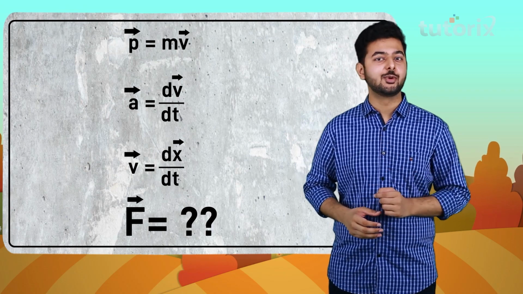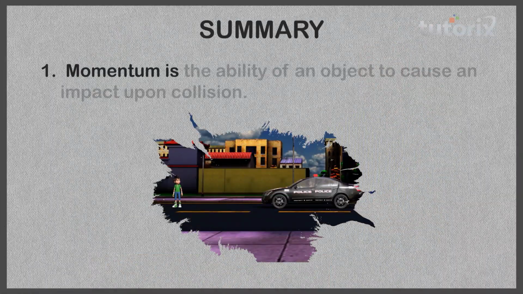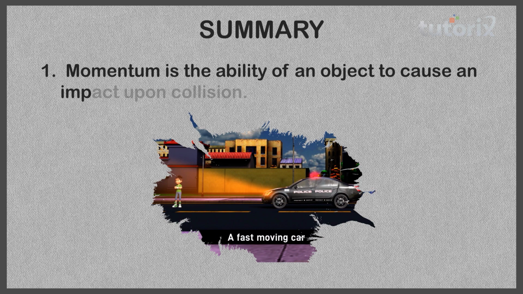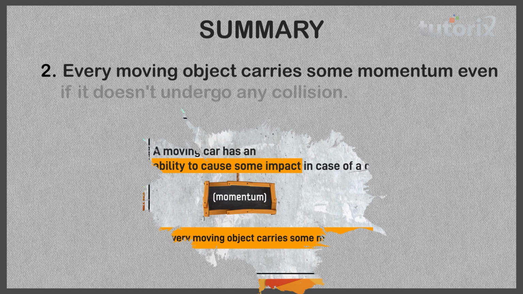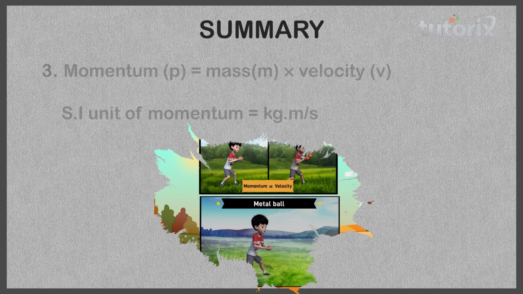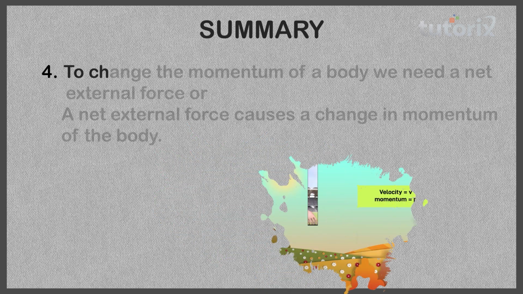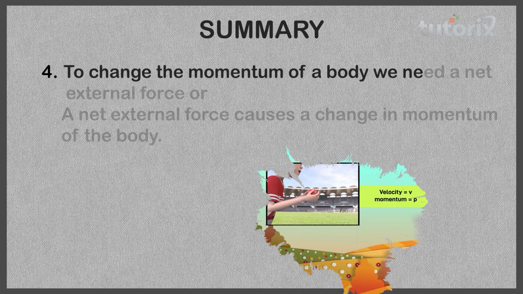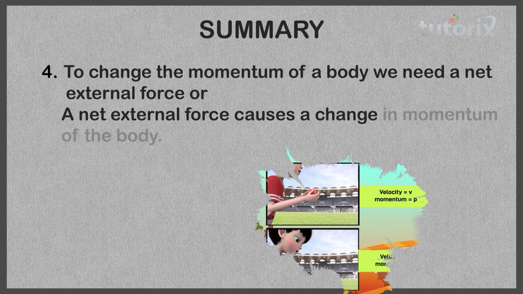So before we end this video, let us do a quick recap of whatever we have learned. Momentum is the ability of a moving object to cause an impact upon collision. Every moving object has some momentum. Even if the object doesn't undergo collision, it still carries some momentum with it. Momentum is defined as the product of mass and velocity. p vector = m times v vector. The SI unit of momentum is kg meters per second. To change the momentum of a body, we require a net external force, or a net external force will cause a change in momentum of the body.